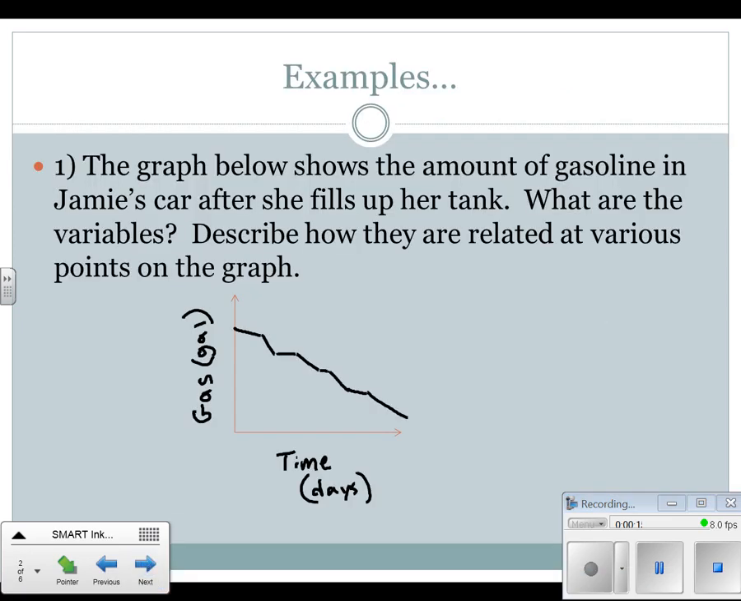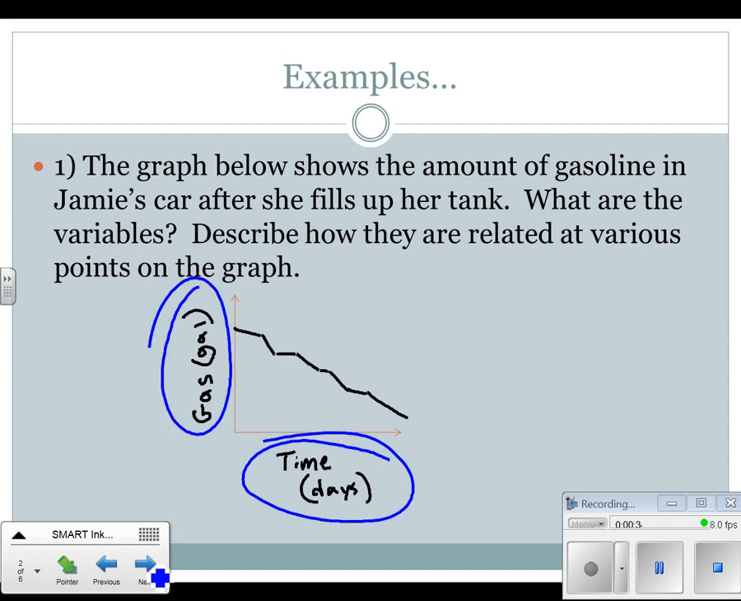The graph below shows the amount of gasoline in Jamie's car after she fills up her tank. What are the two variables? And describe how they are related at various points on the graph. Well, the two variables here are the time, that's one variable, and the gas in gallons is the other variable. To describe how they're related, over time, the gasoline is going down.